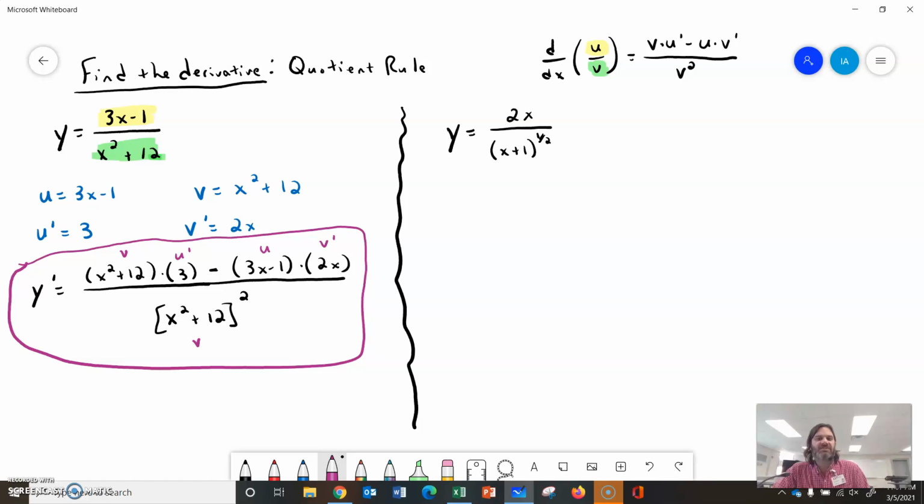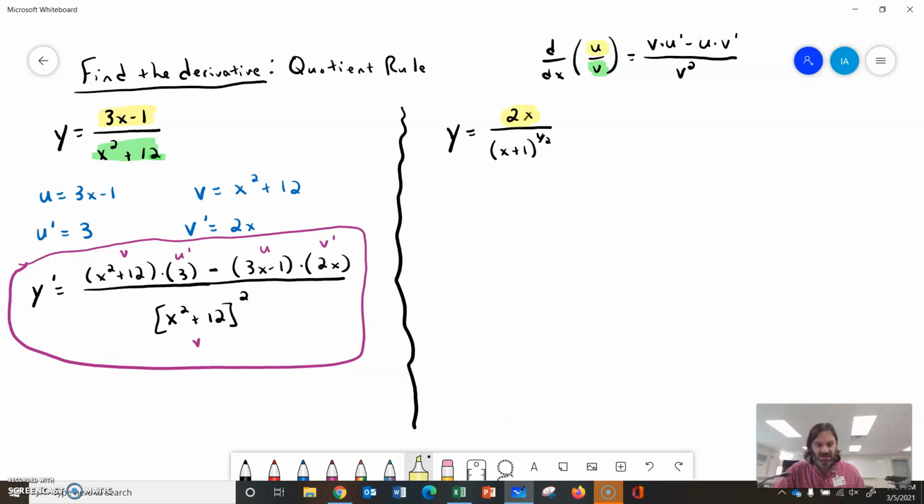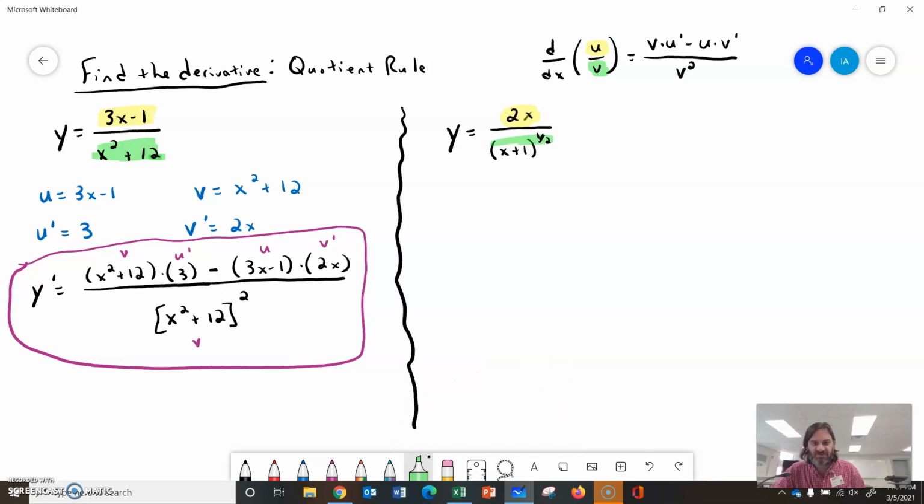The other example we have here is y equals the fraction. The numerator is 2x, so that numerator will be the u. 2x will be the u, and the denominator will be the quantity x plus 1 to the 1/2. So that will be my v. Now this might not be as quick as the other one, but u is 2x, so the derivative, u prime, is 2. The v is x plus 1 to the 1/2, and technically that requires a little bit of a chain rule.